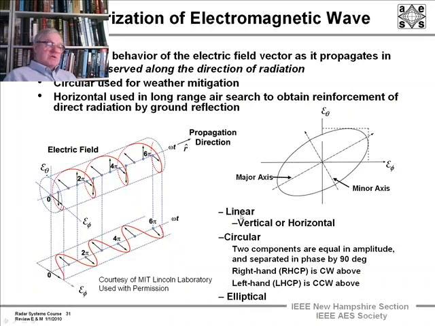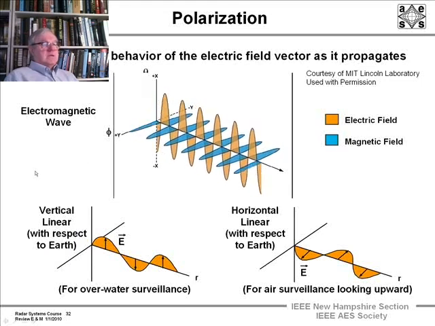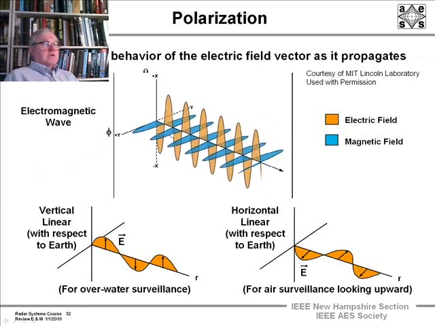Okay? When you have just one sine wave transmitting, it usually is transmitted either in the vertical or the horizontal direction, and the horizontal polarization is used in long-range air search radars to obtain reinforcement of radiation by ground reflection. Now here is a simple plane electromagnetic wave, and you can see there's our little cartoon working. You can see it transmitting out.